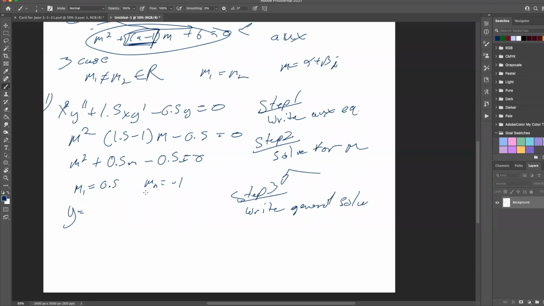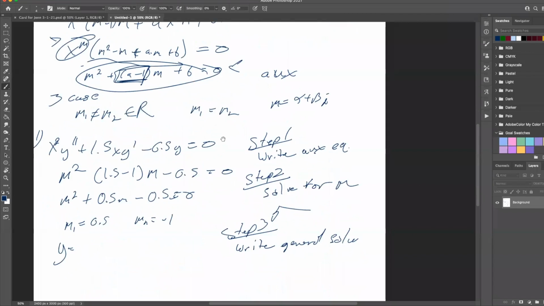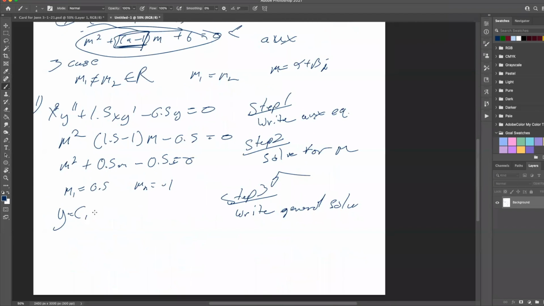I guess I never said what the solutions are. Well, this is the solution, right? I told you what the solution is. And so if I have two different m's, that's two different solutions. So the general solution is C1 times the first solution, which would be x^m1, plus C2 x^m2. Well, in our case, the general solution is just y equal to C1 x to the 0.5 plus C2 x to the -1.